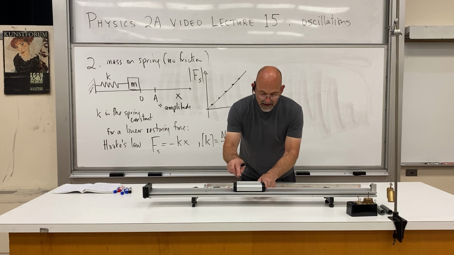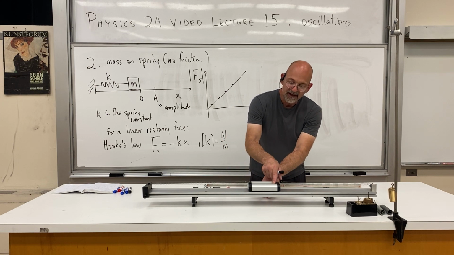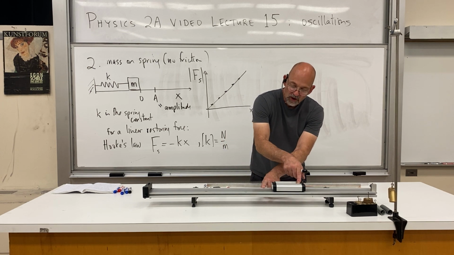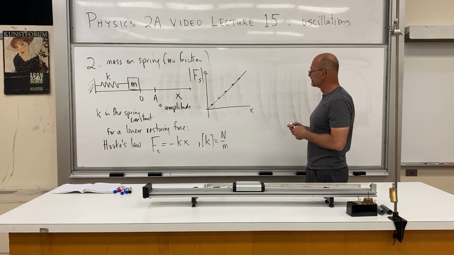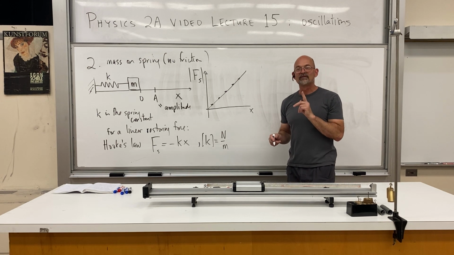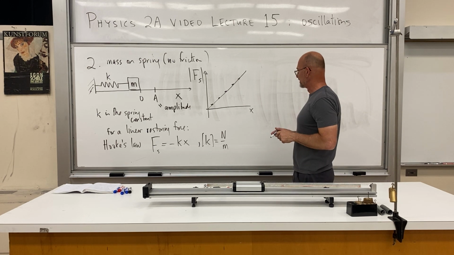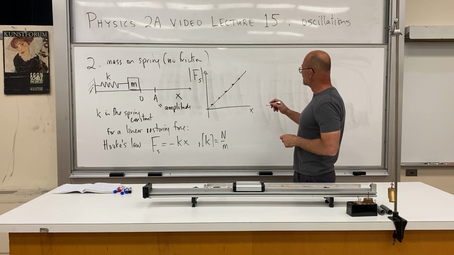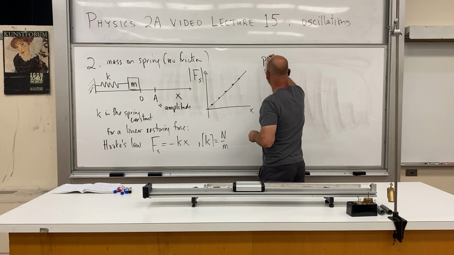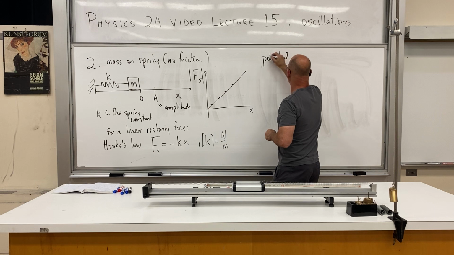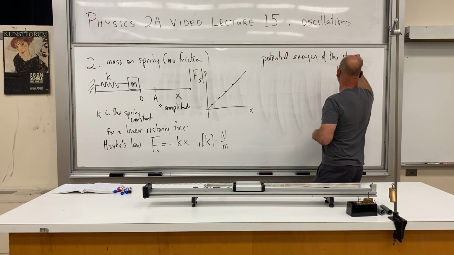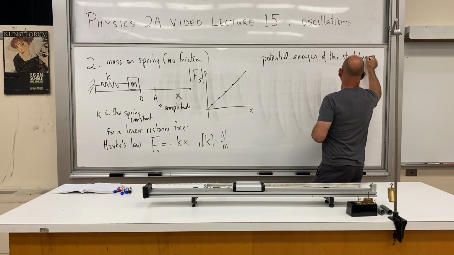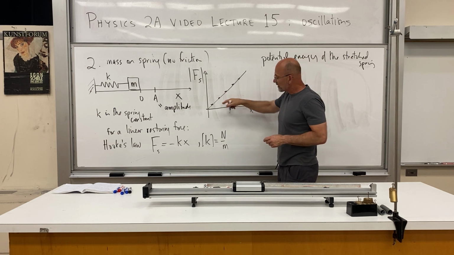Now, when I pulled it, I had to do work because I was pulling against a restoring force. So I did work. I put work into that spring. I put energy into the spring. Therefore, the spring can be said to have potential energy. So that was one thing we had also done. Potential energy of the stretched spring. It's really just the area under this curve.